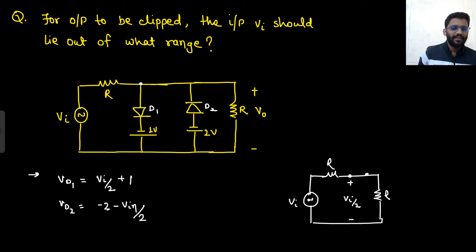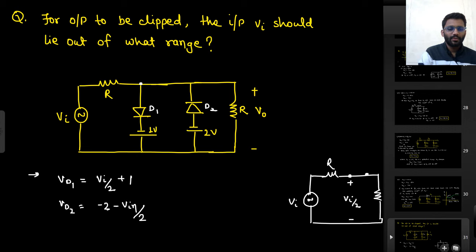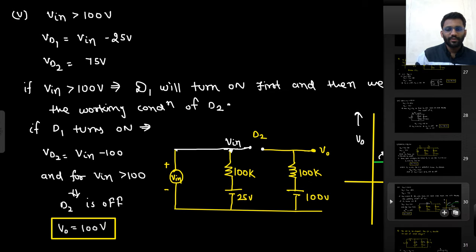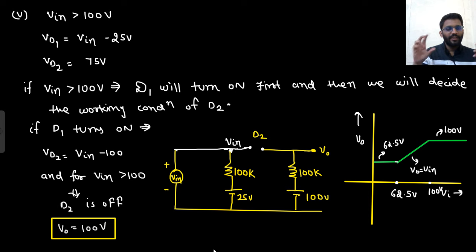So that's the completion of assignment 2. It took us 2 lectures. Good questions were there and I hope you got the concept of this one. Always find the potentials VD1 and VD2, then check which one will be the dominating one. After that only you need to comment. Always check who will be turned on first. Based on that, you can check the working condition of the other one.